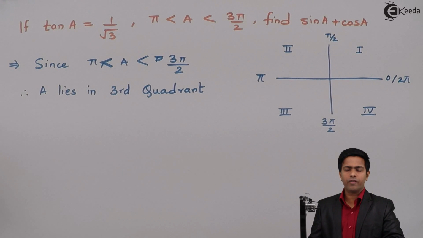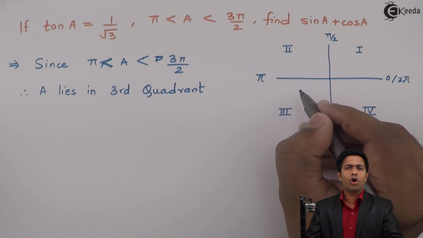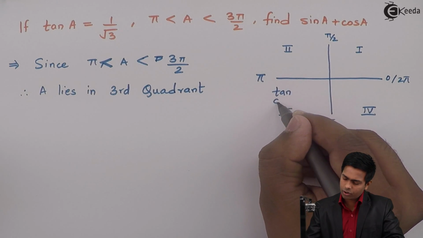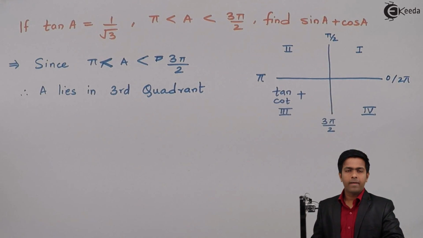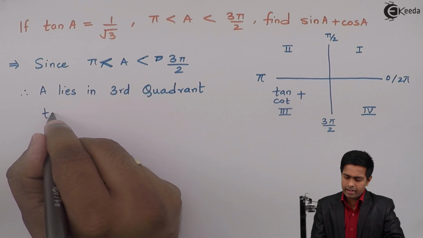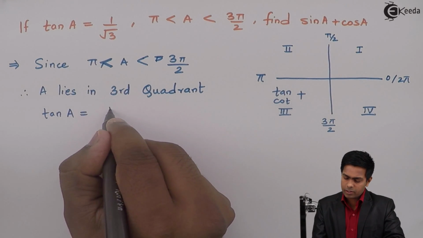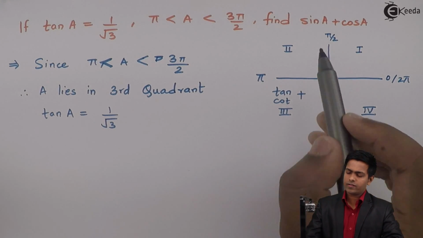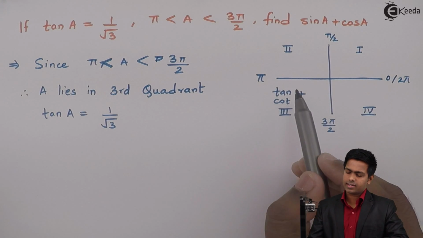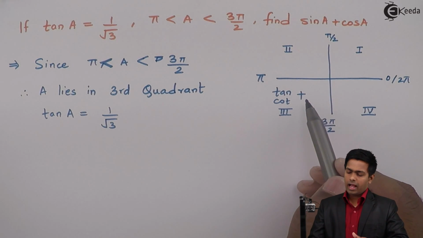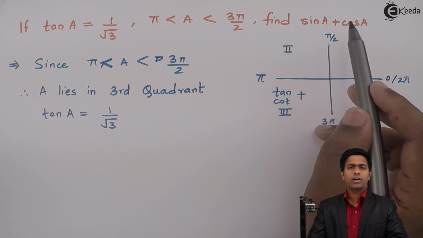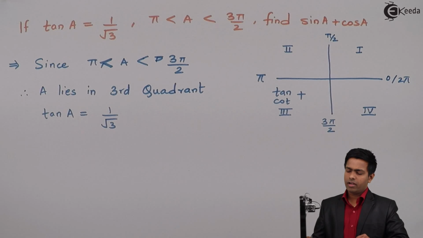Now in third quadrant we know that tan and cot are positive. So here tan and cot both are positive. So hence here tan A is given as positive 1 by root 3. And we want to find out the value of sine A and cos A. So in third quadrant, since tan and cot are positive and the other ratios are negative, therefore sine will be negative and cos of the angle will be negative in the third quadrant. So let's find out the values.